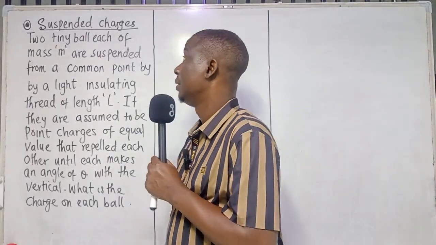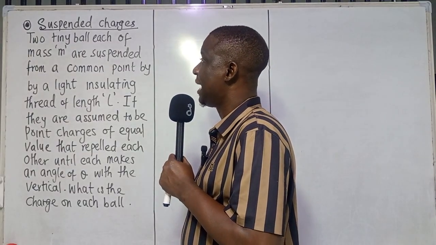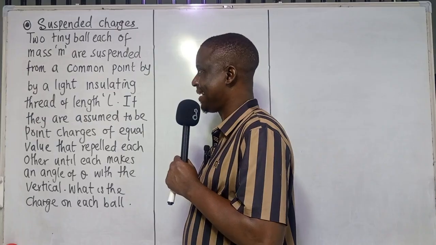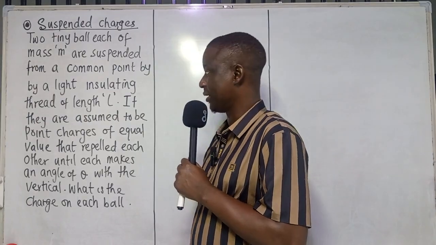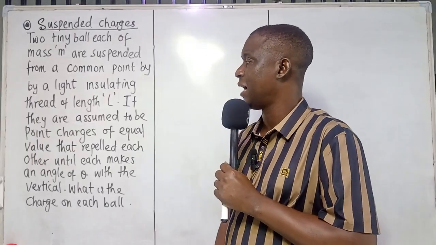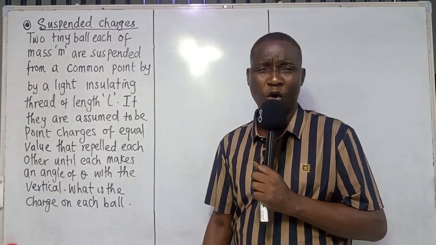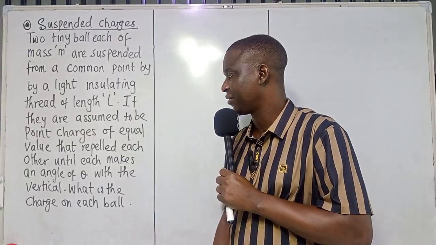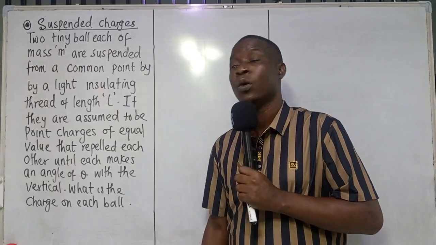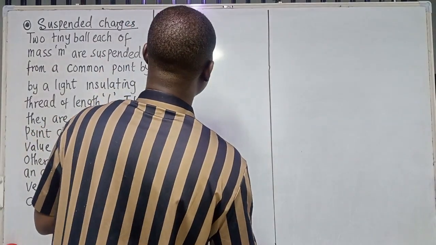The question says: two tiny balls, each of mass m, are suspended from a common point by a light insulating thread of length L. If they are assumed to be point charges of equal value that repel each other until each makes an angle theta with the vertical, what is the charge on each ball? Now let's start like this.